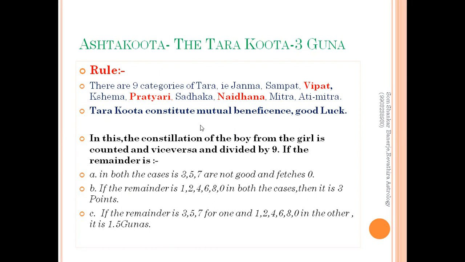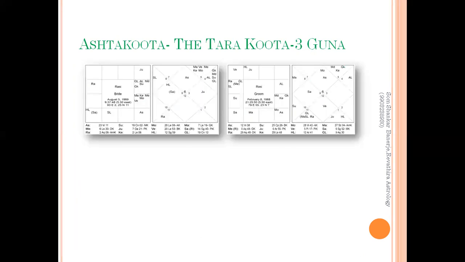So basically, if it is 3, 5, 7 from both sides, it is zero, unlucky towards each other. If it is 1, 2, 4, 6, 8, 0 from both the couple's perspective, then it is lucky actually. So you need to consider this Tarakuta a lot. And if the remainder of one side is 3, 5, 7 and the other one is 1, 2, 4, 6, 8, 0, then it is 1.5 guna. So one will be lucky, one will be not so lucky. Let us understand from their chart.